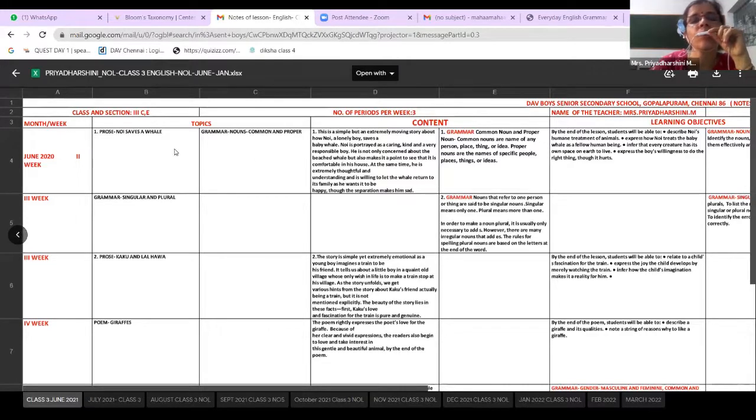See, in case you're not able to complete both in that particular week, you can even extend it to the next week also. Sometimes the lessons are too big, you won't be able to complete it. So in that case, you can extend it to the next week as well.